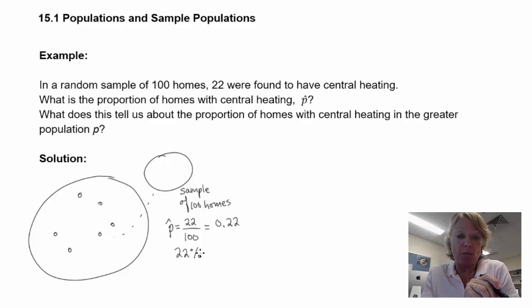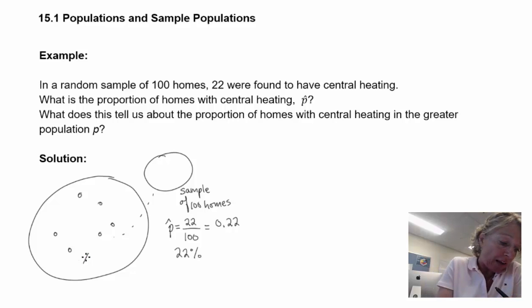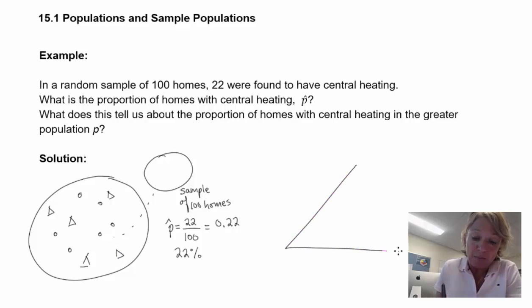What does this tell us about the proportion of homes with central heating in the greater population? P hat equals 0.22. That's our sample proportion. If I were to take another sample of another 100 homes, and I'll denote that sample by triangles. So within the greater population, I'm randomly selecting another 100 homes, and I'll put those in this triangle.